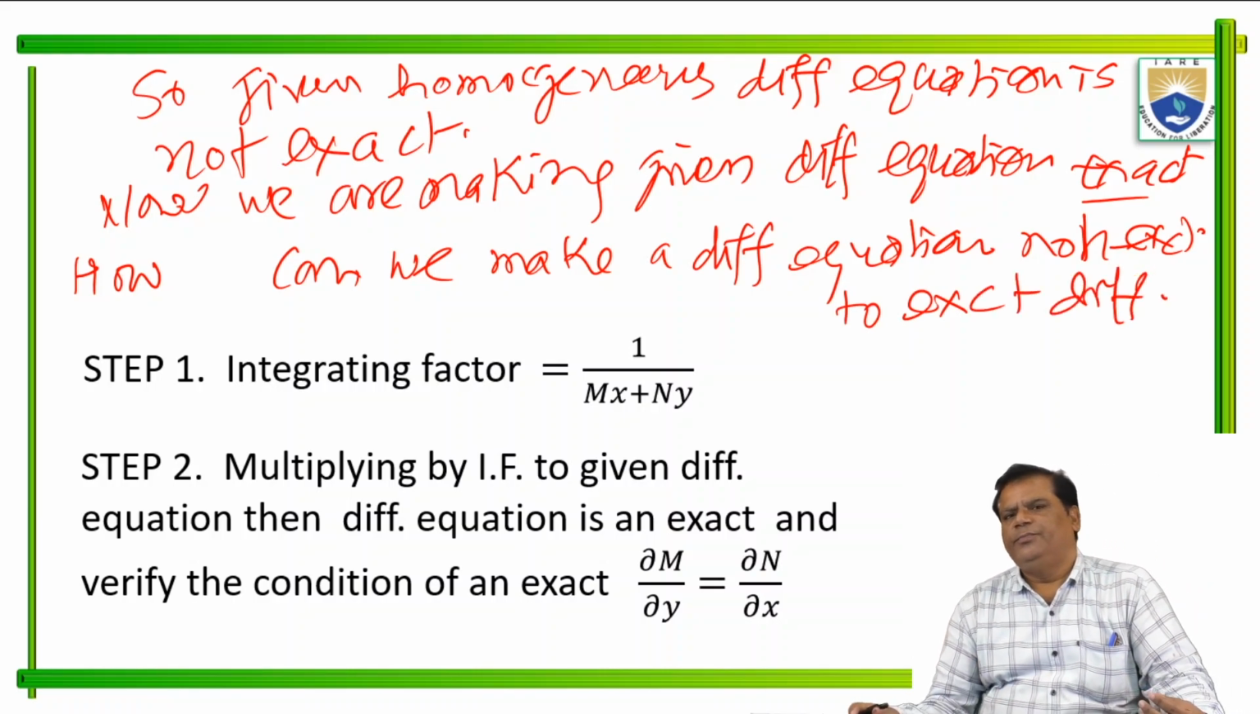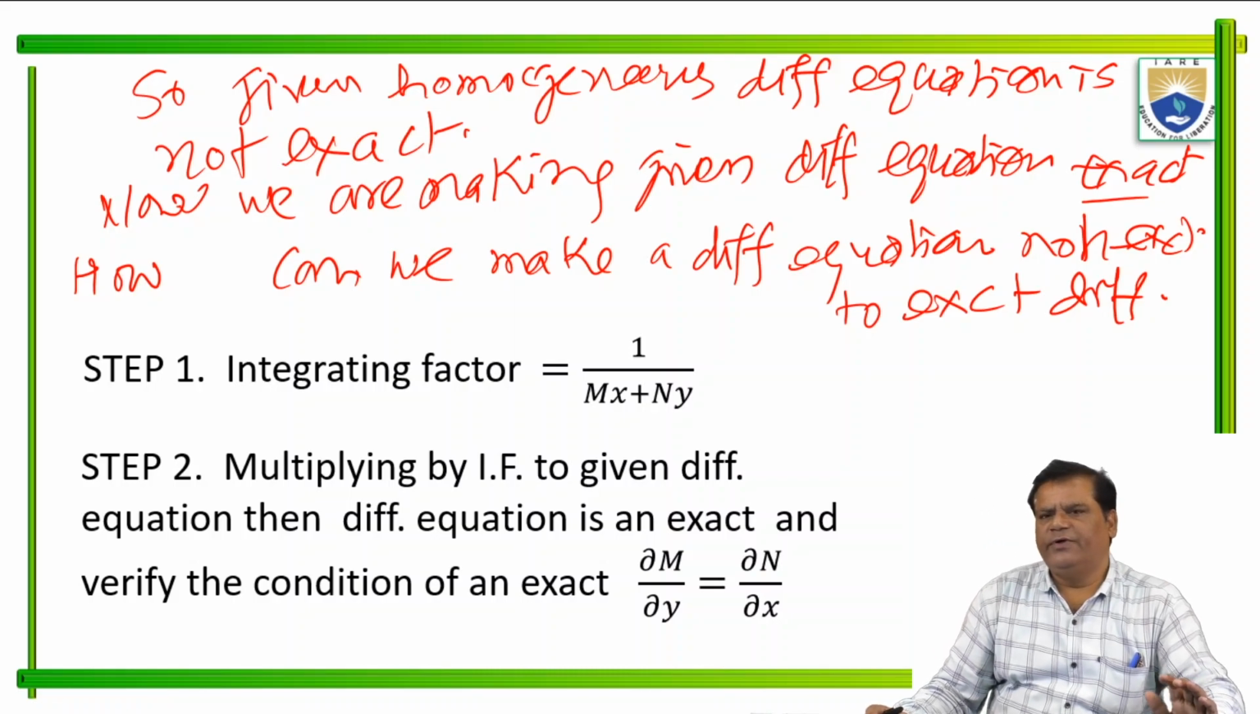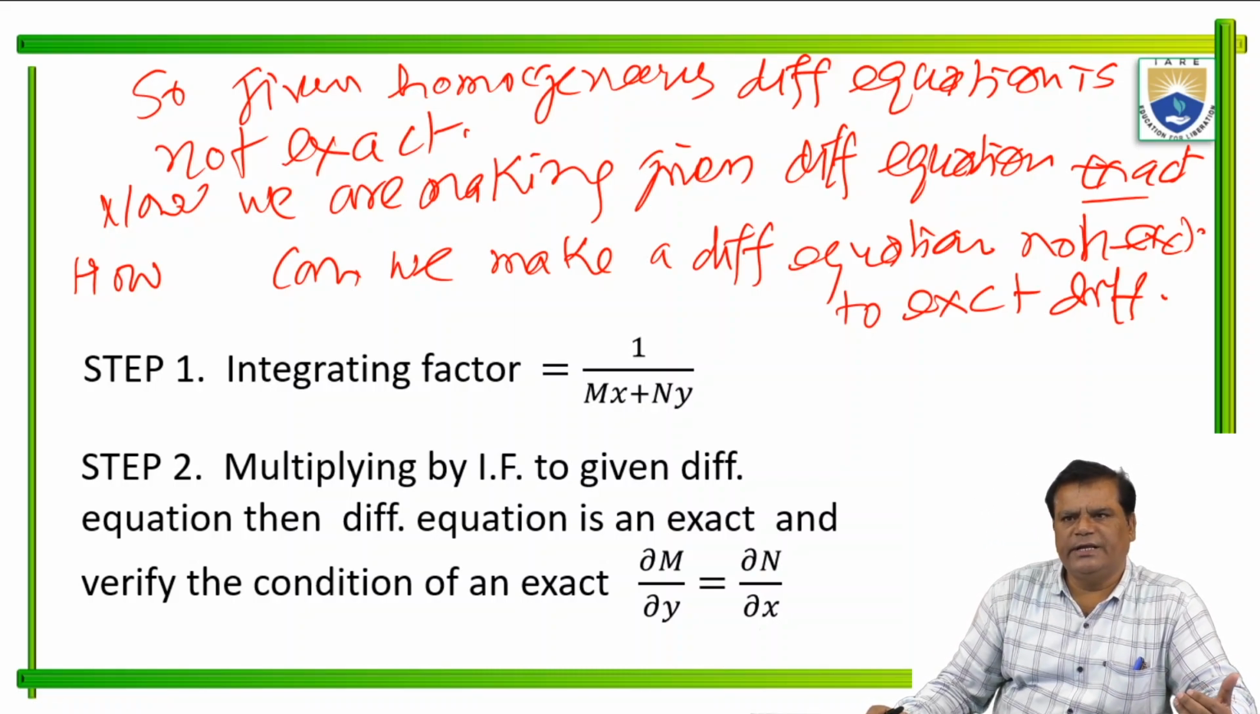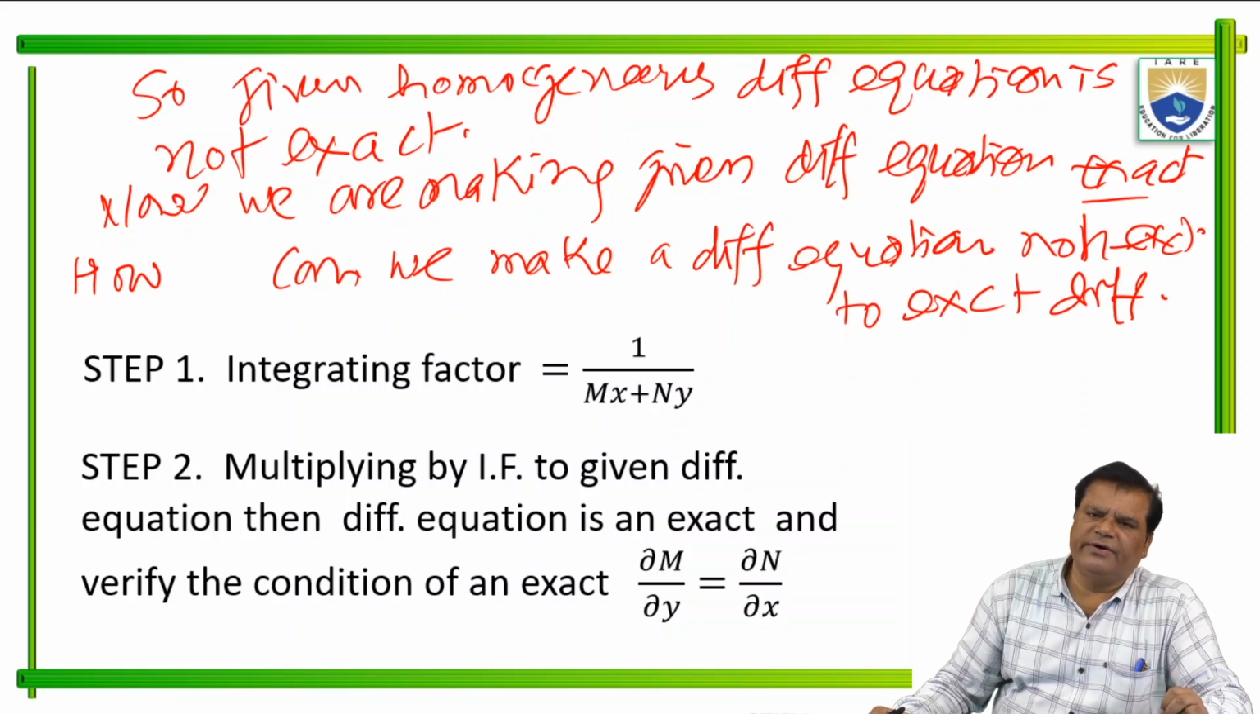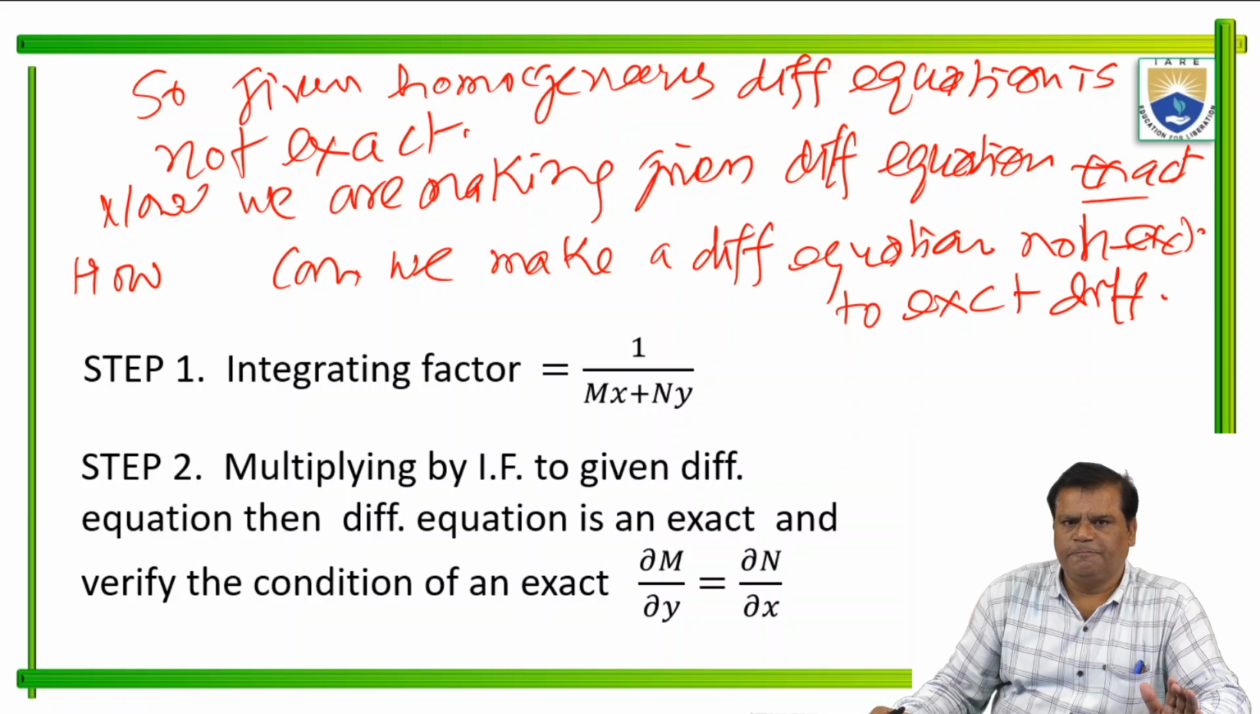So here we are using some steps one by one, first of all converting this differential equation from non-exact to exact. First of all, we make the given homogeneous differential equation from non-exact to exact. Then when we convert it to exact, we apply the formula for an exact differential equation and solve for the complete solution. Okay.